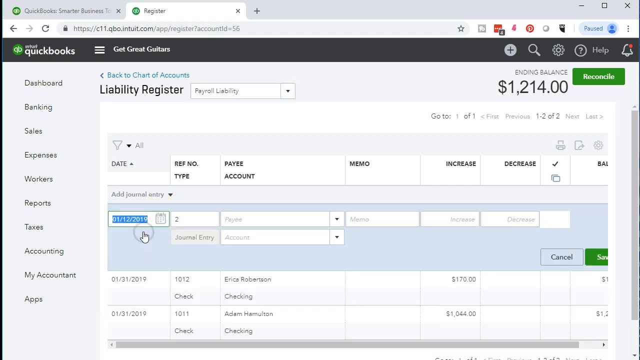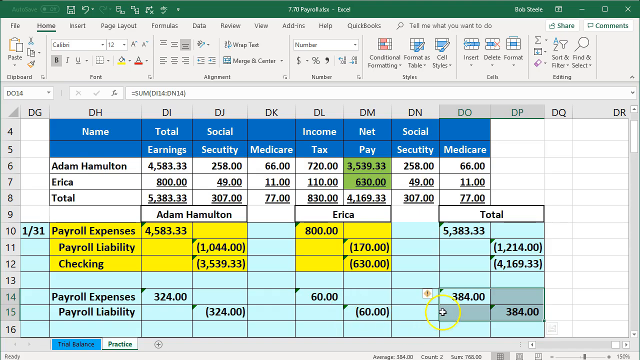So we're going to add a journal entry. There's no form for this transaction, so we'll have to call it a journal entry. The date will be 01/31/19. We're going to keep the number. And if we go back to our transaction, we're going to group these together.